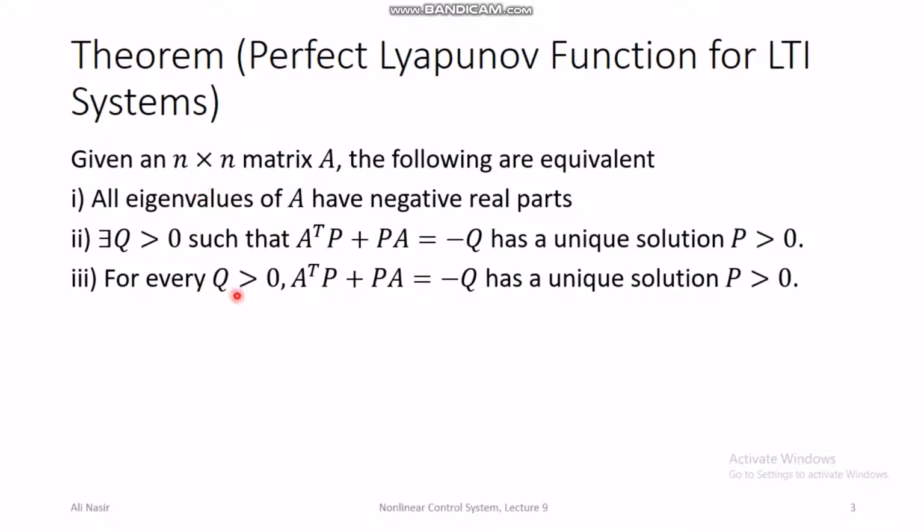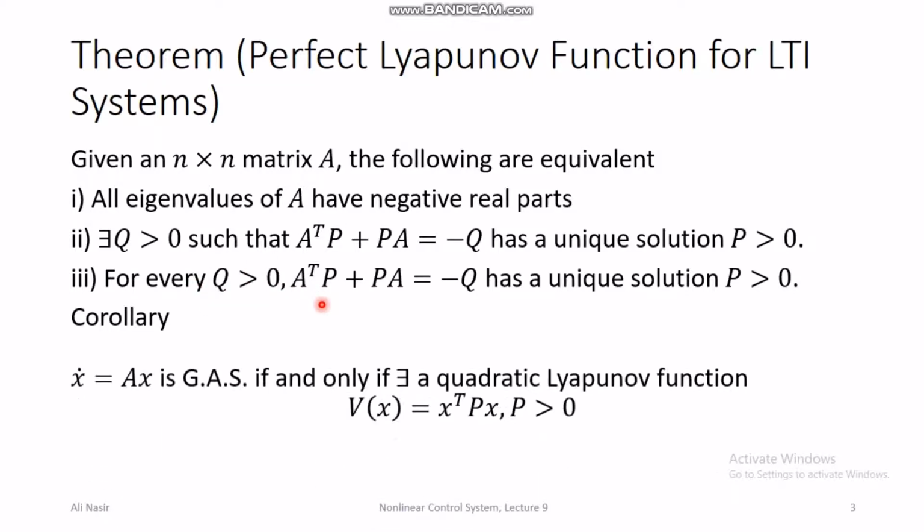So we can choose Q to be the identity matrix to make this equation an easy one to solve, and once you choose Q to be the identity matrix and solve for P, if P turns out to be positive definite, then you can have a surety that A will have all the eigenvalues with negative real parts. So this is basically telling us that matrix A being Hurwitz is equivalent to the Lyapunov equation being solvable with any possible Q you can take.